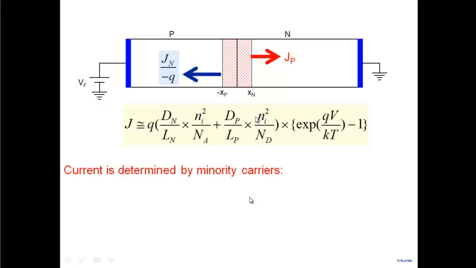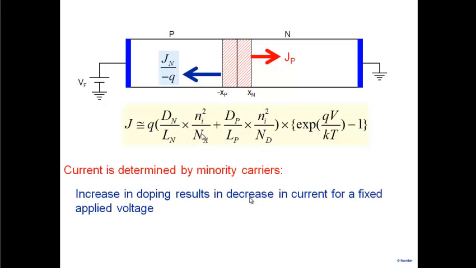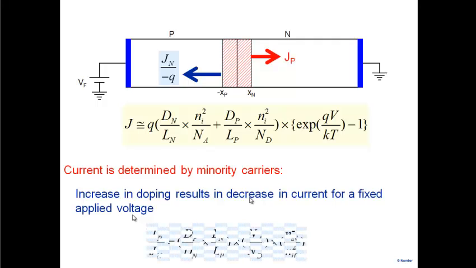And similarly, this component decreases here. So in that sense, you are seeing here that an increase in doping results in a decrease in current for a fixed applied voltage. That shows you that the current is determined by minority carriers and not by majority carriers. Okay.